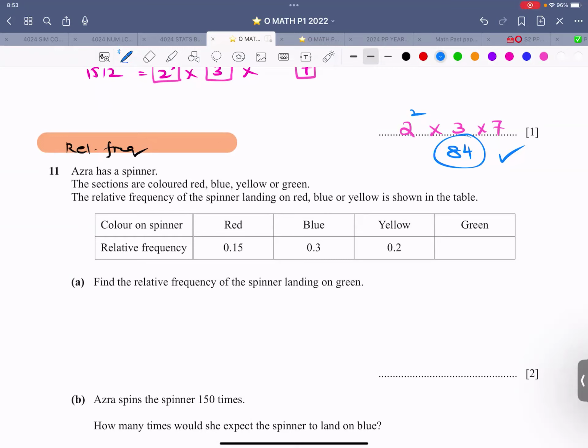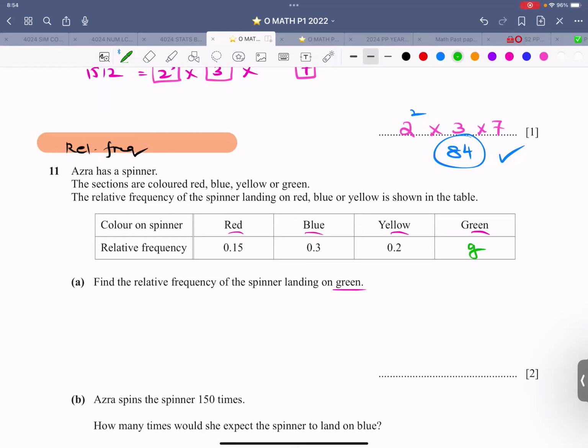Okay. Relative frequency. Azra has a spinner. The sections are colored red, blue, yellow, or green. So there are 4 colors: red, blue, yellow, and green. The relative frequencies are given. Find the relative frequency for the spinner landing on green.